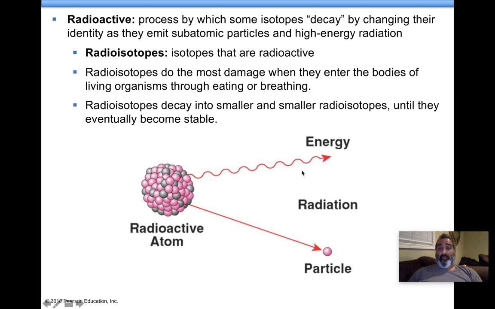When does it become damaging? Well, when radioactive isotopes enter our bodies through eating or breathing, they can become potentially very dangerous. So when we have a nuclear reactor accident, and a lot of nuclear waste is floating around in the air, this is very, very dangerous. That particular nuclear waste will definitely kill you.